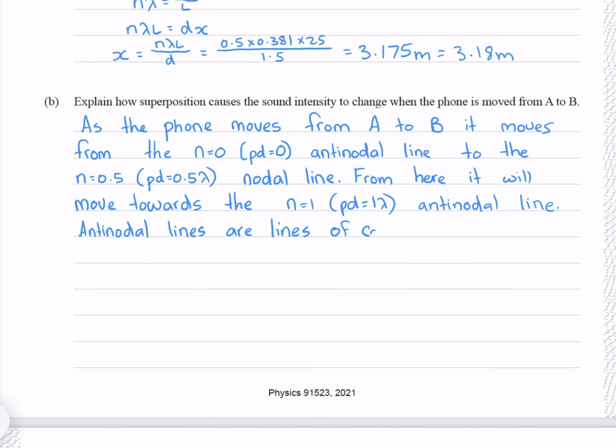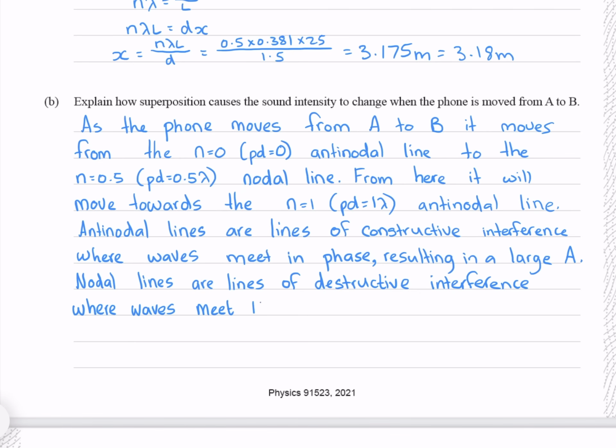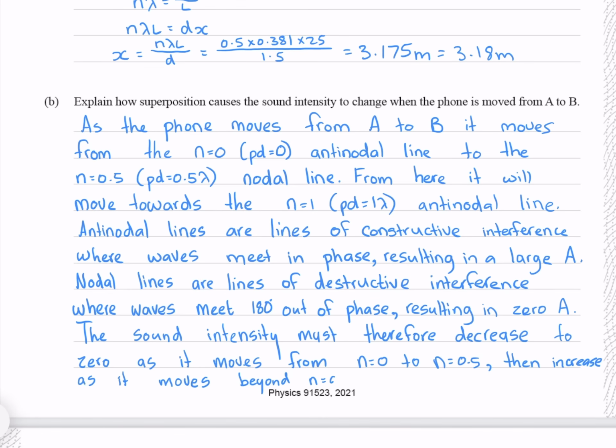Antinodal lines are lines of constructive interference where waves meet in phase, resulting in a large amplitude. Nodal lines are lines of destructive interference where waves meet 180 degrees out of phase, resulting in zero amplitude. The sound intensity must therefore decrease to 0 as it moves from n equals 0 to n equals 0.5, then increase as it moves beyond n equals 0.5 towards n equals 1.